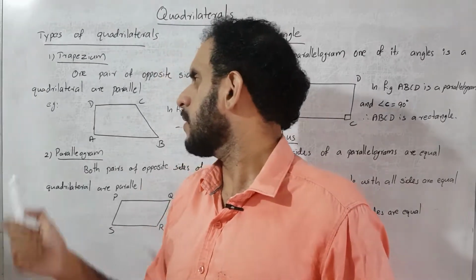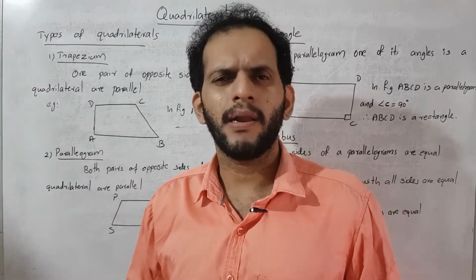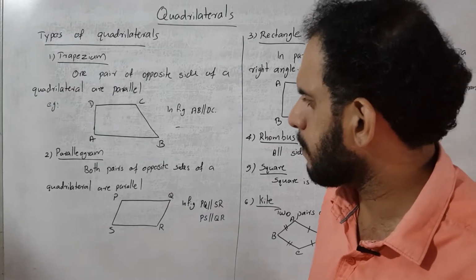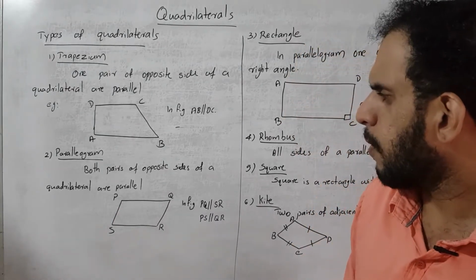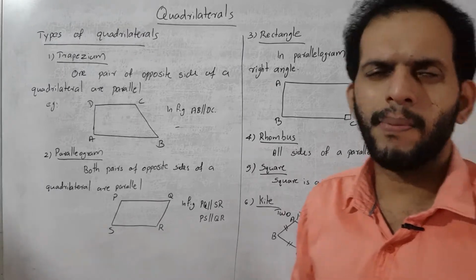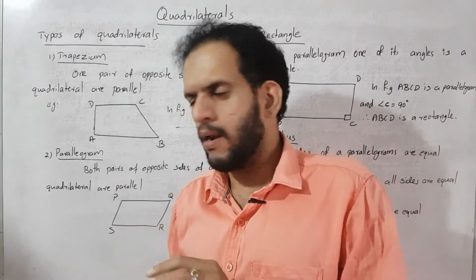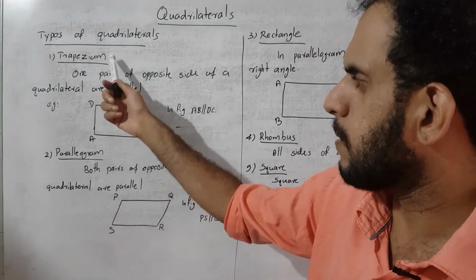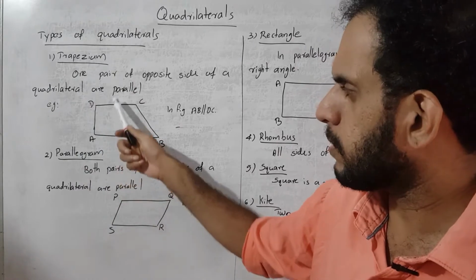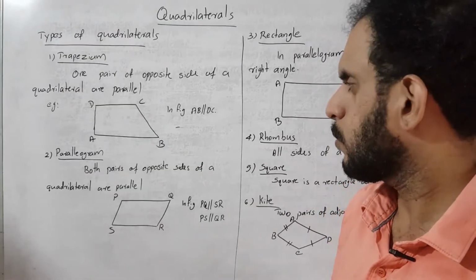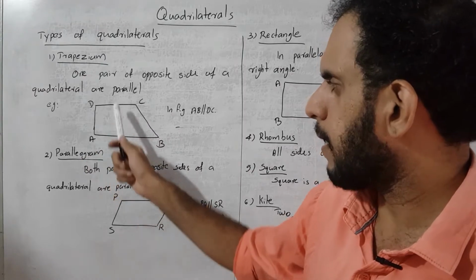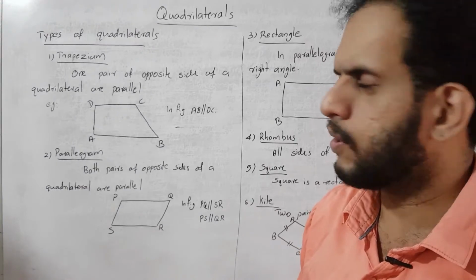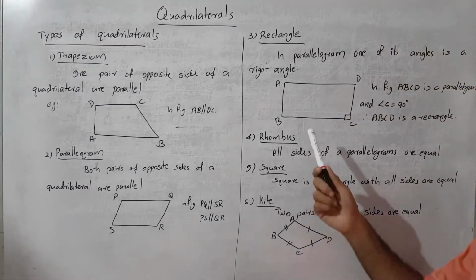Okay, then the second one is a parallelogram. What is a parallelogram? A parallelogram means both pairs of opposite sides of a quadrilateral are parallel. Then what is the difference from a trapezium? In a trapezium we have only one pair of opposite sides parallel, not two. If both pairs are parallel, then it is called a parallelogram. Okay, then the third one is a rectangle.